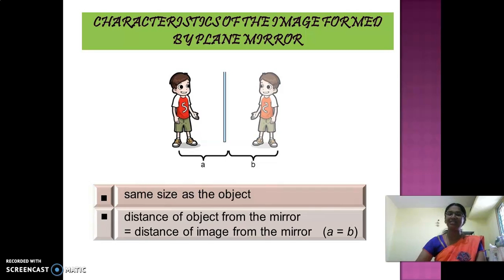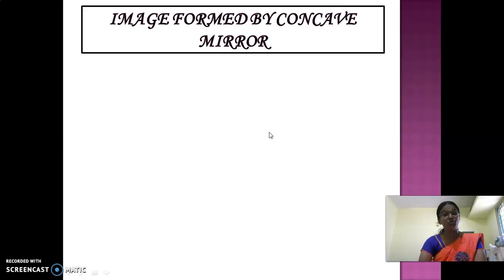Point number 2 is the distance between the object and the mirror and the image are the same. And then we had discussed these two in the last class, that is image formed by concave mirror.